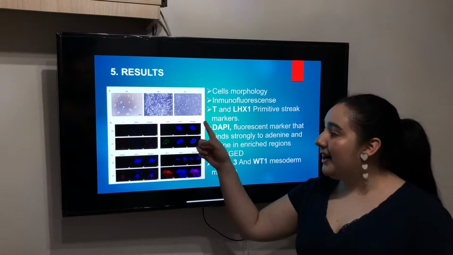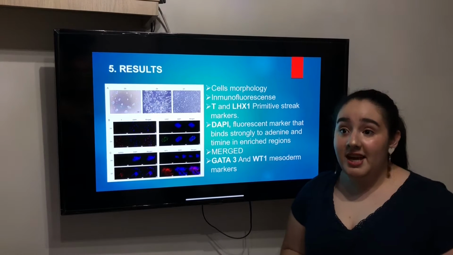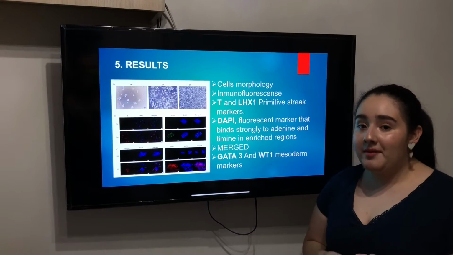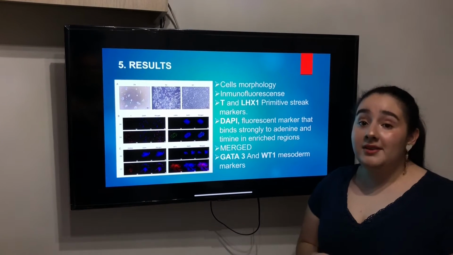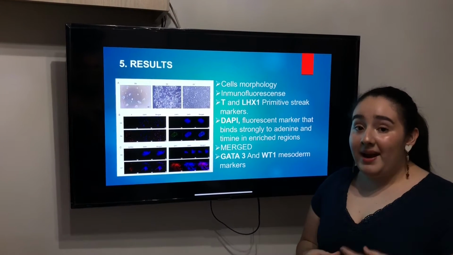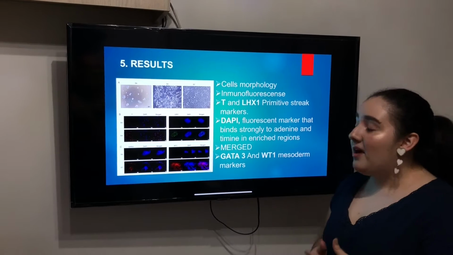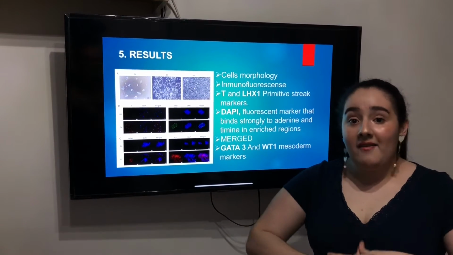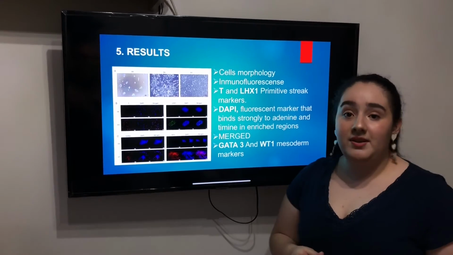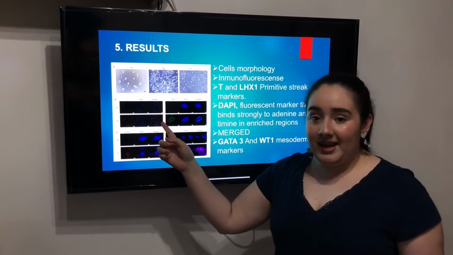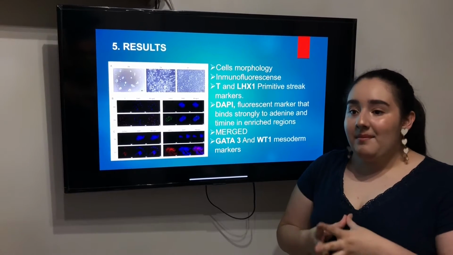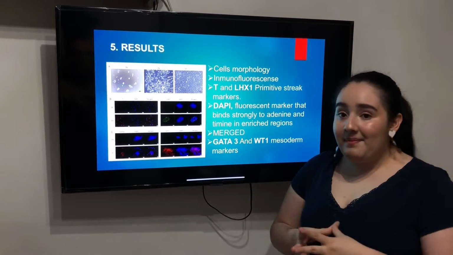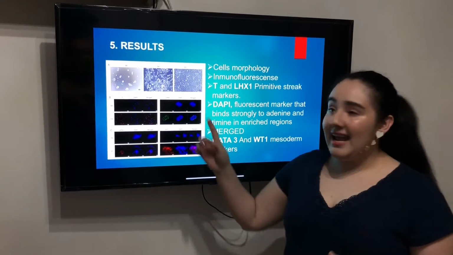Immunofluorescence. We have here the markers, and we have the day of differentiation when they were evaluated. So we have T and LHX1 that are markers for primitive streak. We also have DAPI, that is a marker that binds strongly to adenine and thymine, and we have MERGE when we have both of them. So we can see that the day where they have a major expression was day 4 of differentiation. At MERGE, here we can see that both T and DAPI had an equal expression, but here in MERGE, we can see that the DAPI had a major expression than LHX1.